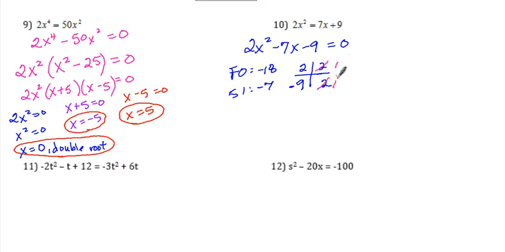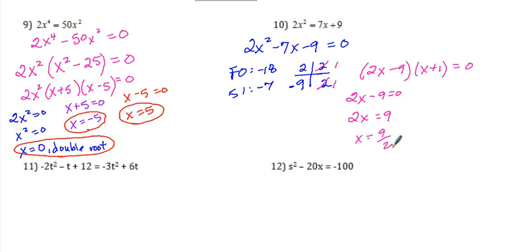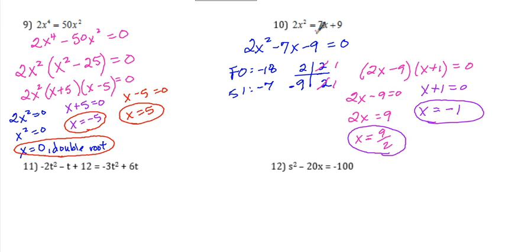Reduce this. Rewrite your factors. 2x minus 9 and x plus 1. Set each factor equal to 0 and solve. Set the other factor equal to 0 and solve. And these are your 2 solutions to this original equation, number 10.